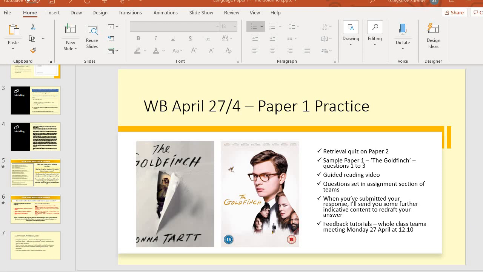So what the work will look like over the course of the week is there'll be a retrieval quiz on paper 2. That will be set via Microsoft Teams, and you'll be able to access it in your areas later this morning. And then we're just going to work on the Goldfinch from questions 1 to 3 this week. Next week we're going to work on questions 4 and 5. I've done a guided reading video, which is just me reading the extract that we'll be looking at this week. And then the questions are set in the assignment section of Teams, so it'll be really easy for you to submit your work and for me to get it and give you feedback. And when you've submitted your response, I'll send you some further indicative content and some feedback, which will help you redraft your answers.